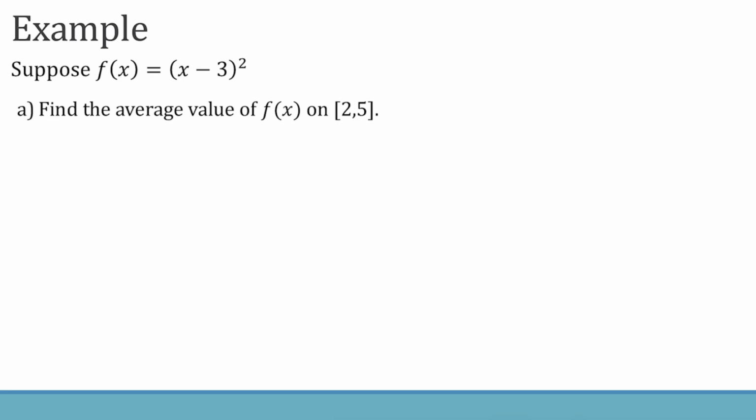Let's look at a full example here where we walk through each step. Suppose f of x equals the quantity x minus 3 squared. Find the average value of f of x on the interval from 2 to 5. So we're just finding average value. F av is 1 over 5 minus 2, so 1 over 3, times the integral from 2 to 5 of x minus 3 squared dx.